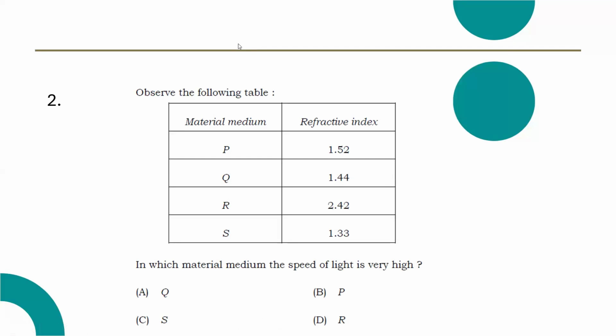Observe the following table. Here, the material and the refractive index are given. The medium P has a refractive index of 1.52, and Q, R, S are given with 1.44, 2.42 and 1.33 as the refractive indices. In which material medium is the speed of light very high? Option A Q, option B P, option C S, and option D R.